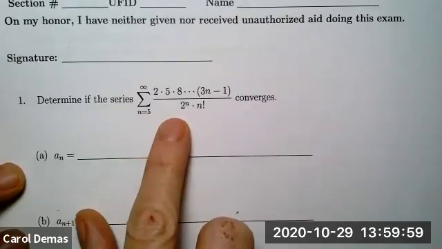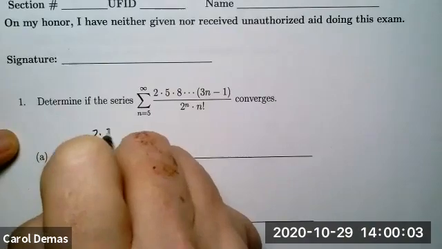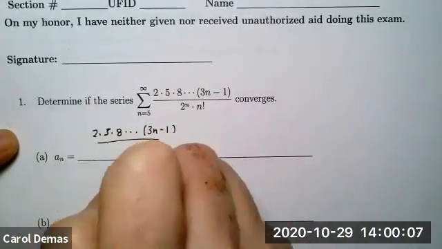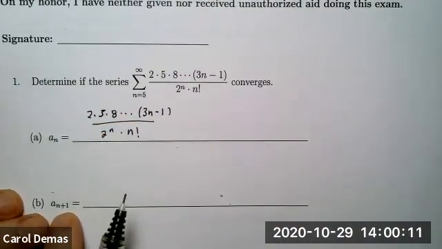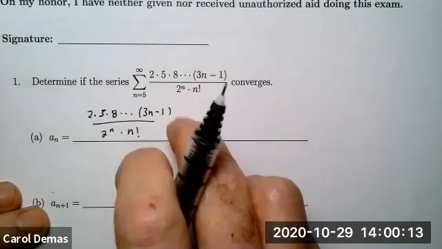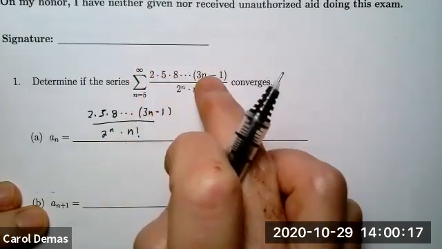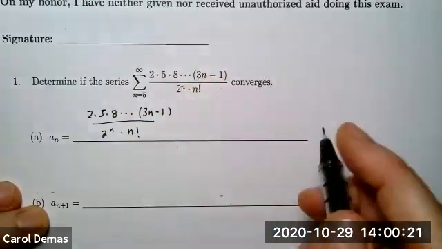Okay, so we want to figure out what a_n is. That's easy. We're just going to repeat what's already there. 2 times 5 times 8, keep going until 3n minus 1 over 2 to the n times n factorial. Now, the a_(n+1) term trips some people up because this is a running product. And that means multiply everybody together. And the next term will replace the n with n plus 1.